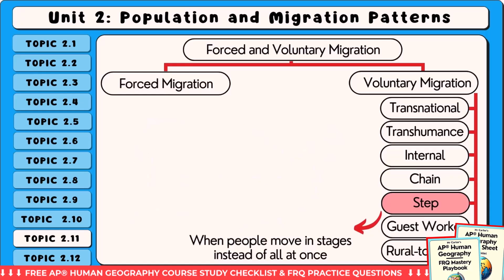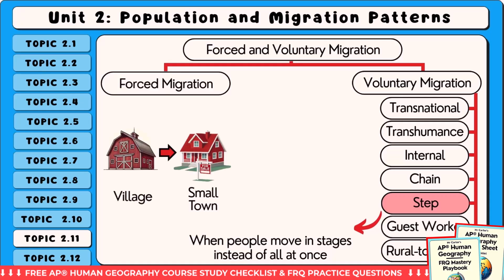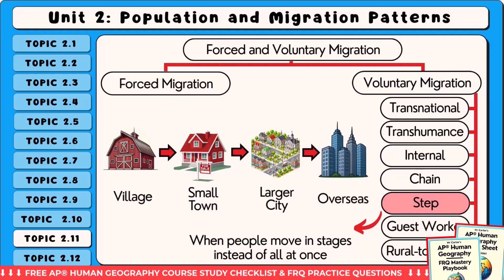Steppe migration is when people move in stages instead of all at once. As discussed in Lesson 2.8, a person might first move from a village to a small town, then to a larger city, and eventually to another country. Each step brings them closer to their final destination. This often occurs if someone can't afford to make the big move all at once.